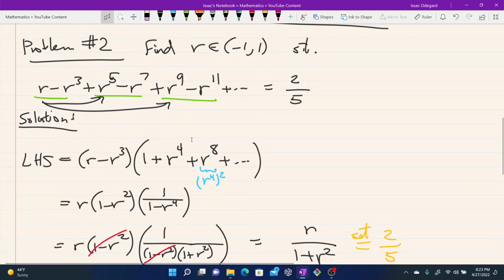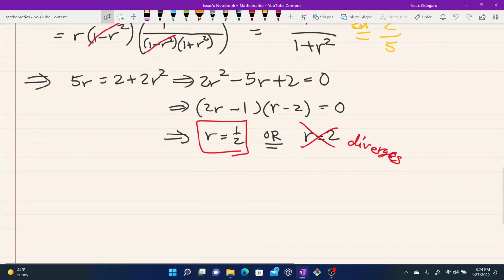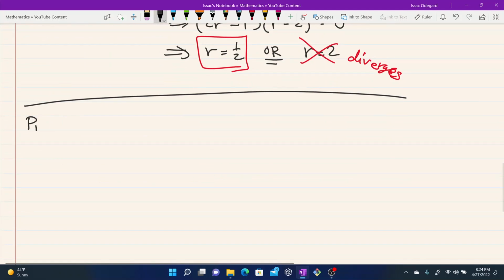You can check, if you plug in r equals 2, you get 2 minus 8 plus 32 minus 128 plus 512, and so on. That is clearly blowing up to plus minus infinity. So it's not going to get 2/5, but r equals 1/2 works out just fine. All right, the last problem.